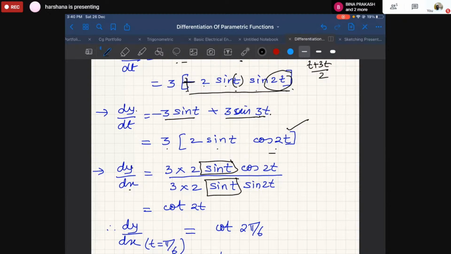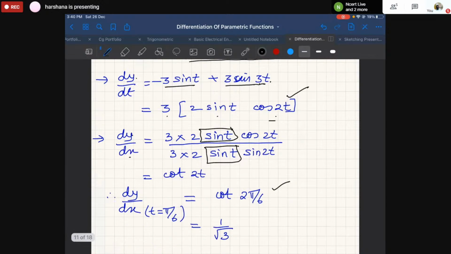So we cancel the common factor and put the value of x as pi on 6. And that will come out to be cot 2 pi on 6. So you might come across again, for some particular point, where suppose you have dy on dx at t equal to pi on 2, to pi, assume that it is for pi.